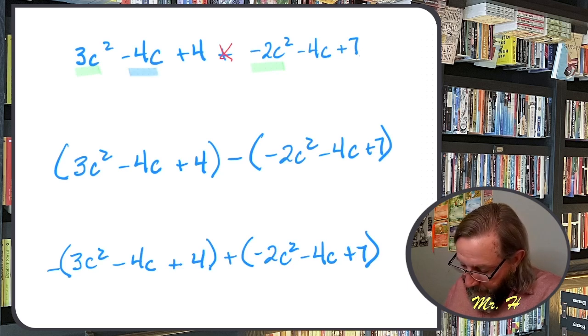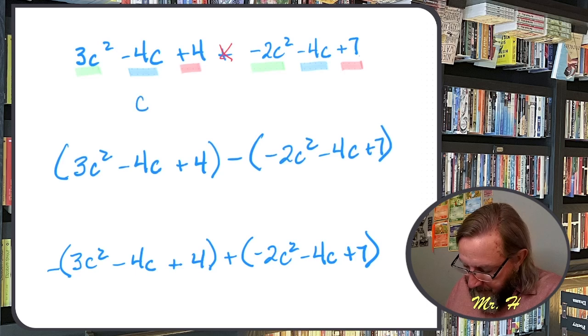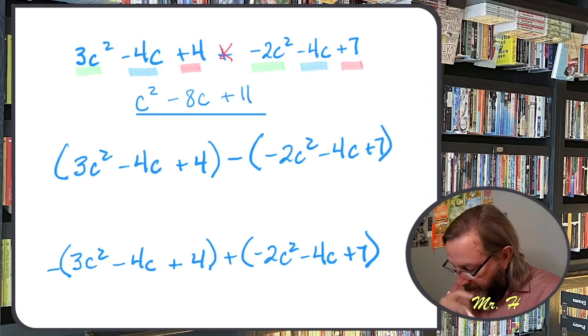We have a negative 4c and a negative 4c. And we have a plus 4 and a plus 7. 3c squared minus 2c squared, that is 1c squared, don't need the 1. Negative 4c and negative 4c, combining those together is negative 8c. Positive 4 and positive 7, positive 11. There is my answer to that guy.